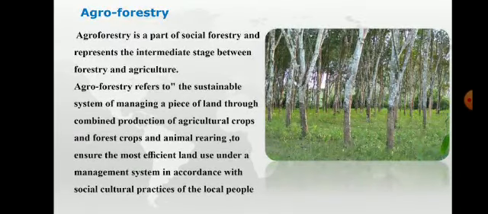So here you can see that agroforestry refers to the intermediate of social forestry as well as forest, isn't it? So in the piece of land they can grow plants as well as agricultural crops, that is forest crops as well as agricultural crops, plus animal rearing also they can do. That's why it is called agroforestry, agricultural related plus forest related, both you can grow in this piece of land.